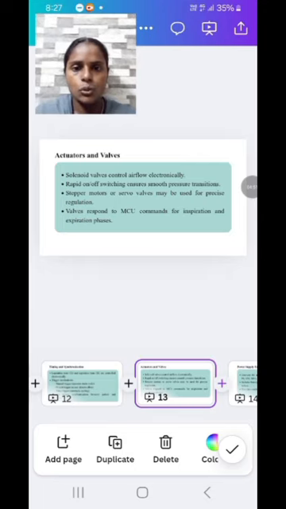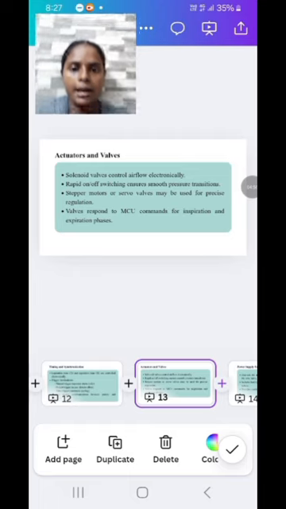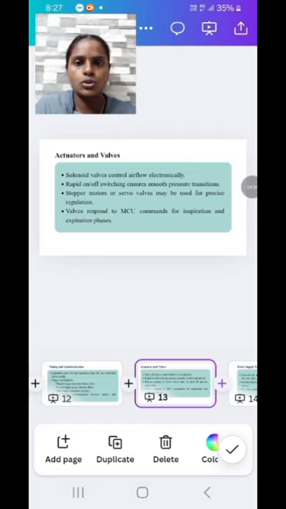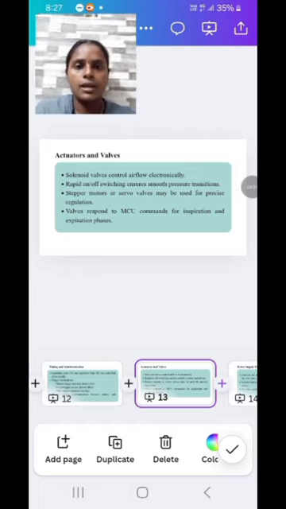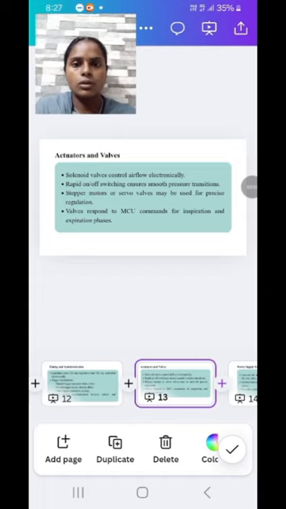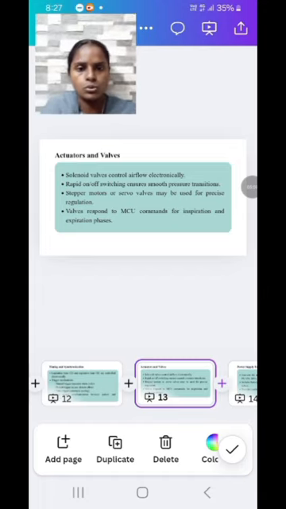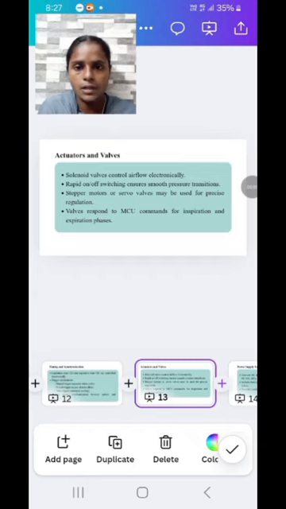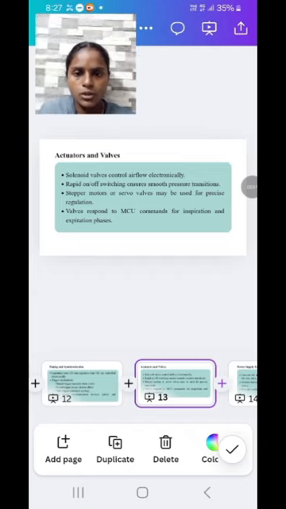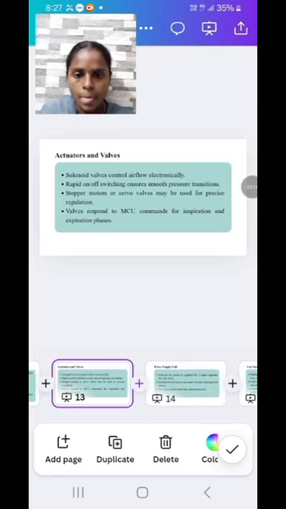Next, actuators and valves. Actuators control the airflow electronically. Rapid on and off switching ensures smooth pressure transition. Stepper motors and servo motors may be used for precise regulation. Valves respond to the microcontroller unit's commands for the inspiration and expiration pressures.